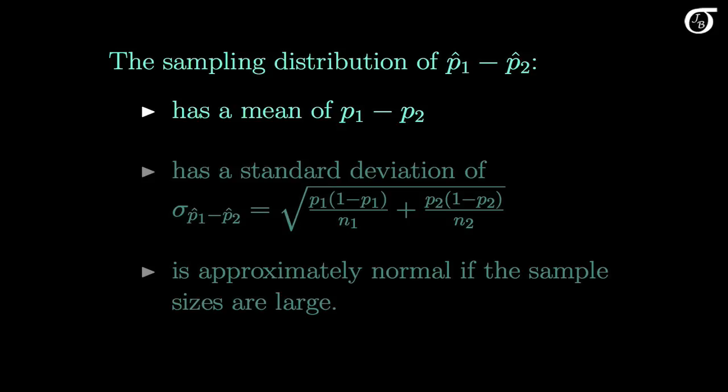The sampling distribution of P1 hat minus P2 hat has a mean of P1 minus P2. The difference in the sample proportions is an unbiased estimator of the difference in population proportions. The standard deviation of the sampling distribution of the difference in sample proportions is equal to this quantity. And the difference in sample proportions is approximately normal if the sample sizes are large.